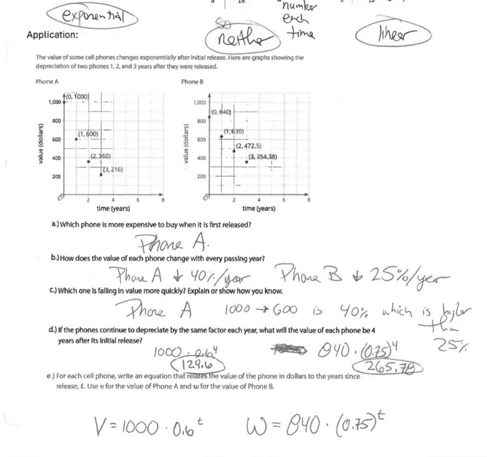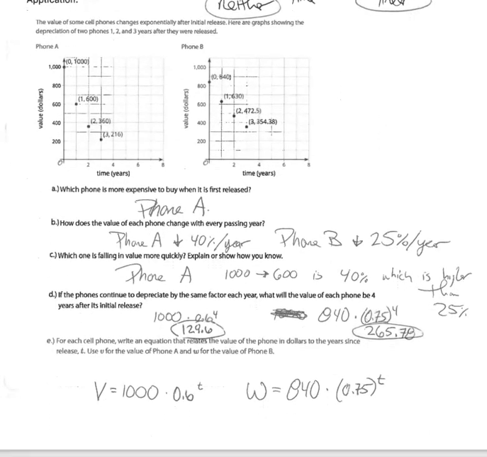Okay, the main thing that we're doing in this lesson right here is looking at graphs and trying to make sense out of them, making sure you guys know what the original amount is, how to find the rate of change, and all that. The first one says, which phone is more expensive to buy when it is first released? So that would be your vertical intercept.